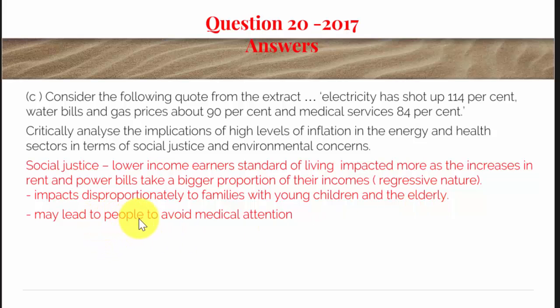And at the margins, it may lead people to avoid medical attention. So if you can't afford it, they don't go to the doctor, and therefore that will snowball into other problems as well.